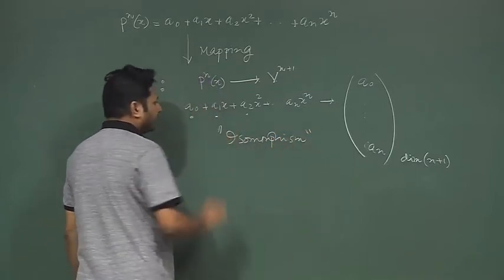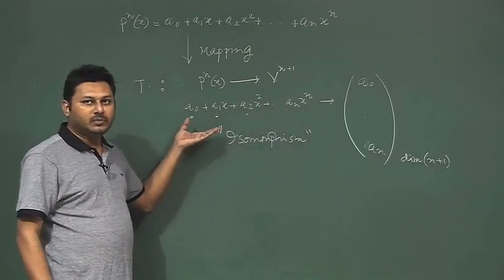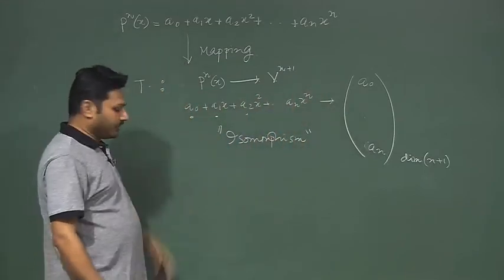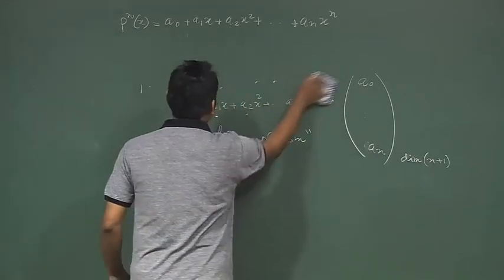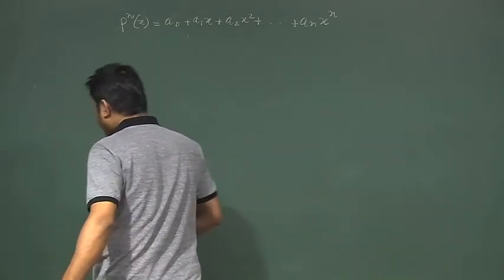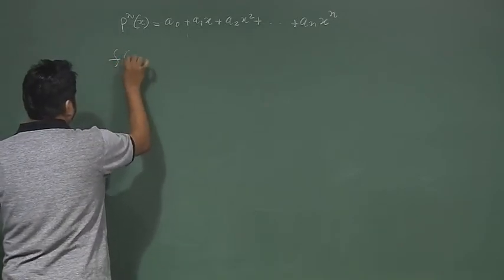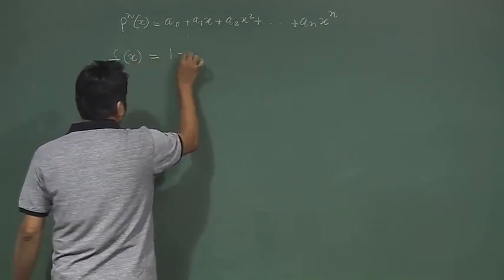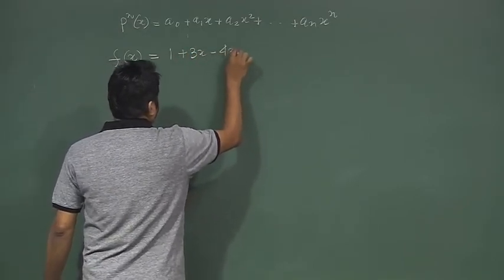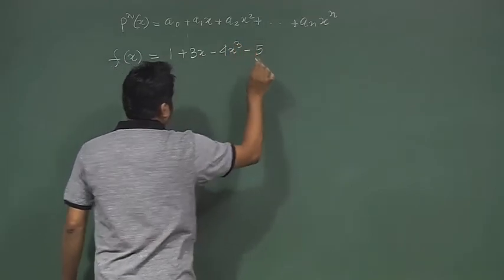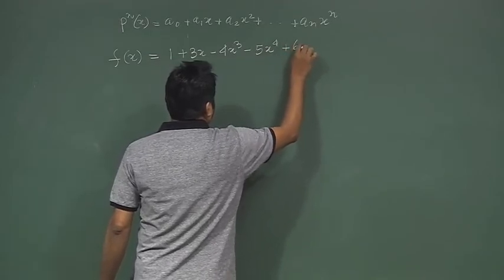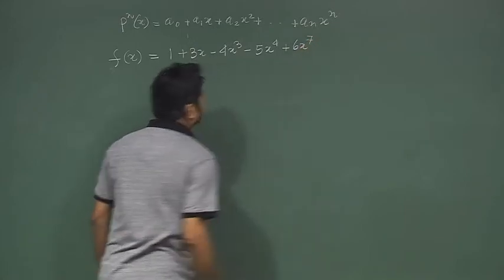This is a technical term: for any given polynomial I can write it in terms of a vector with this mapping. The example is straightforward and quite simple, and I think you have already understood the meaning of this. So say a polynomial is given like 1 plus 3x minus 4x cube minus 5x to the power 4 plus 6x to the power 7, something like this.